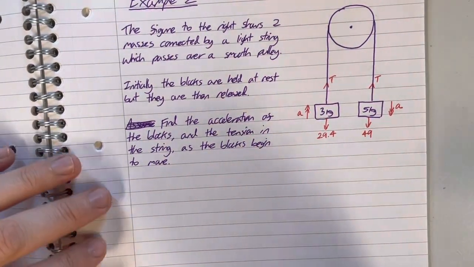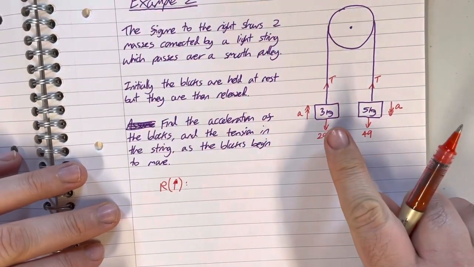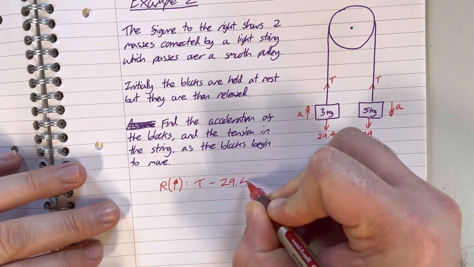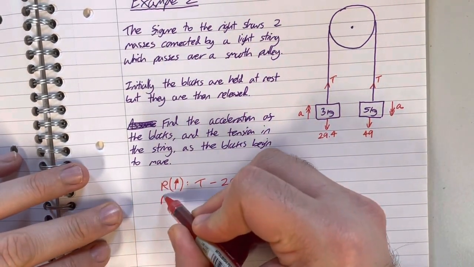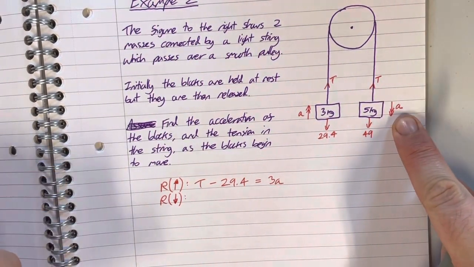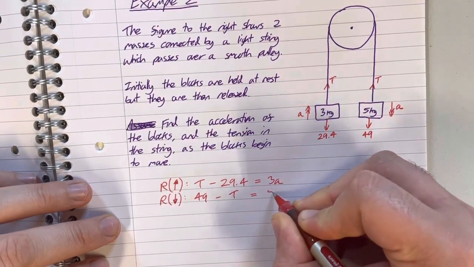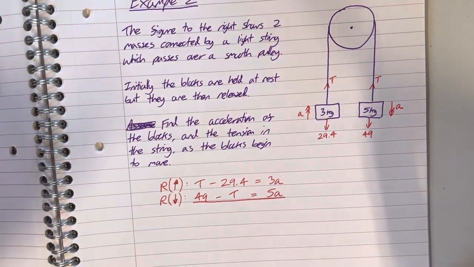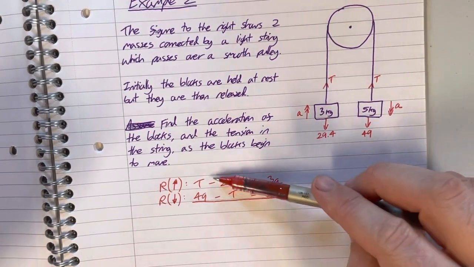Okay, so now we just apply F equals ma to both of those. So resolving vertically upwards on the left-hand one, because up is positive, I'm going to have T minus 29.4. That's going to equal the mass times acceleration. And then resolving vertically, but downwards this time on the right-hand one, again because A is listed as downwards. So that's 49 minus T is going to equal 5 times acceleration. And again, I've got a pair of simultaneous equations. Just like in my previous example, if I add these two together, then the T's will cancel.